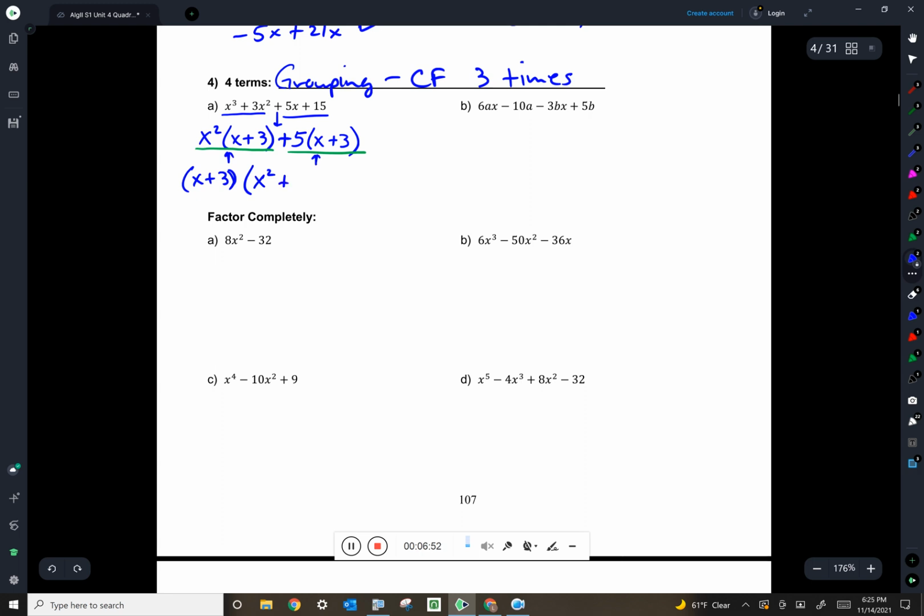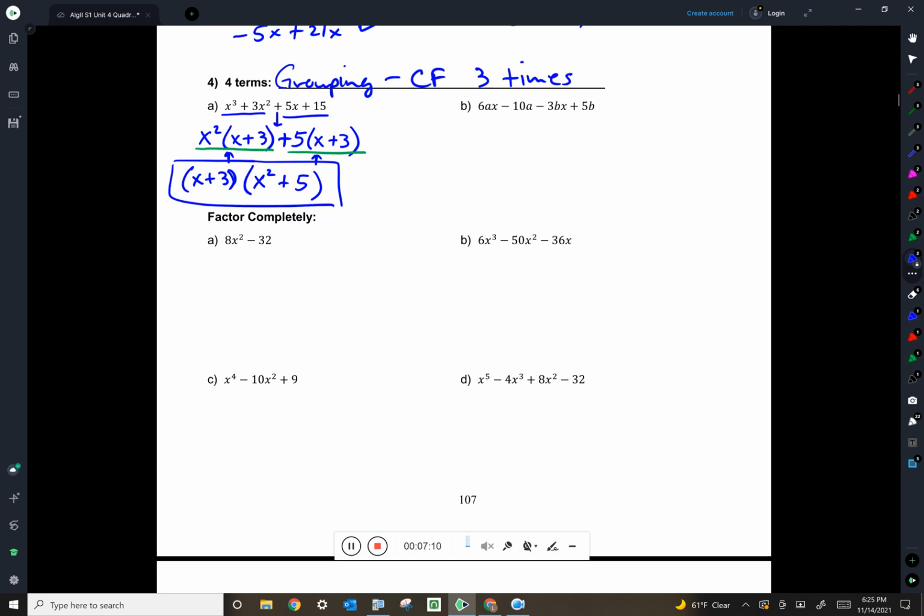If I take the x plus 3 out of that second term, what I have left is 5. So that, whoops, almost crossed it out. That is what I get when I do grouping. Okay, so what I actually did was common factor 3 times.